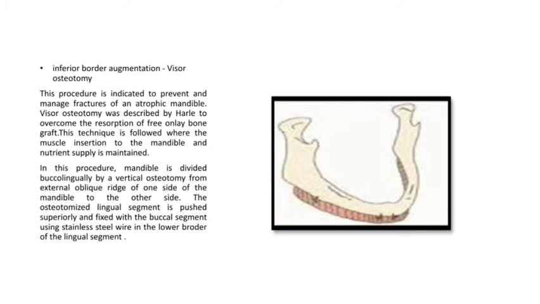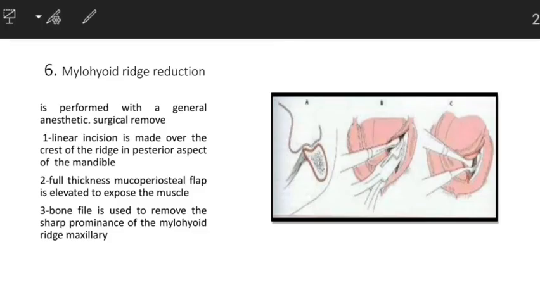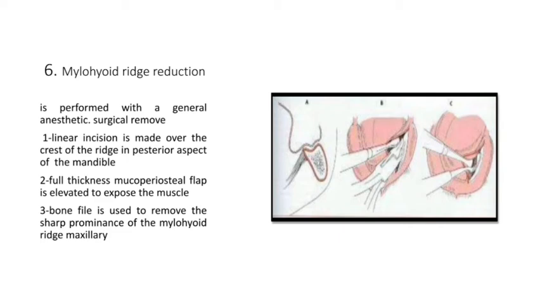Mylohyoid ridge reduction is performed under general anesthesia. A surgical linear incision is made over the crest of the ridge in the posterior aspect of the mandible. A full thickness mucoperiosteal flap is elevated to expose the muscle. A bone file is used to remove the sharp prominence of the mylohyoid ridge.